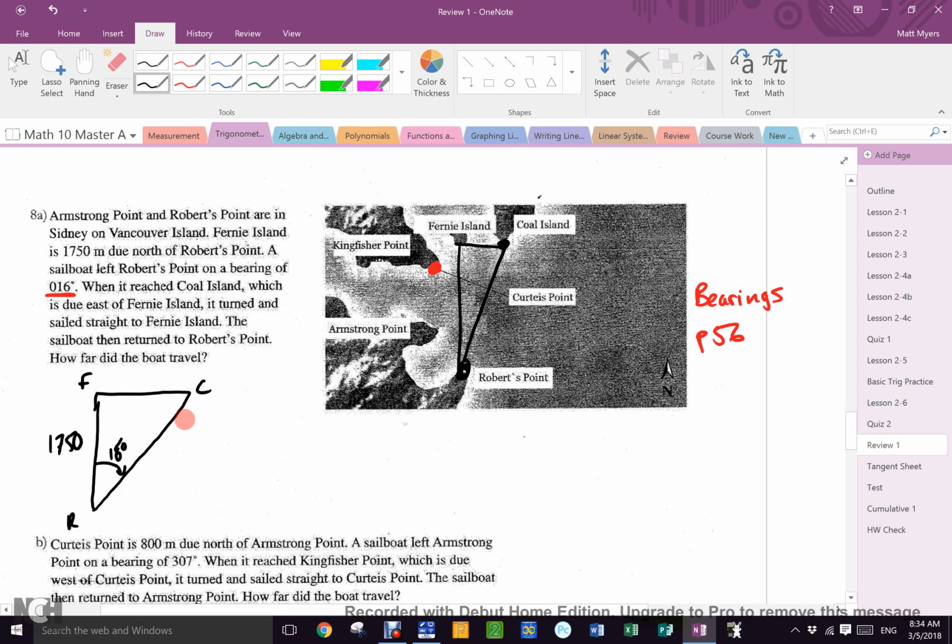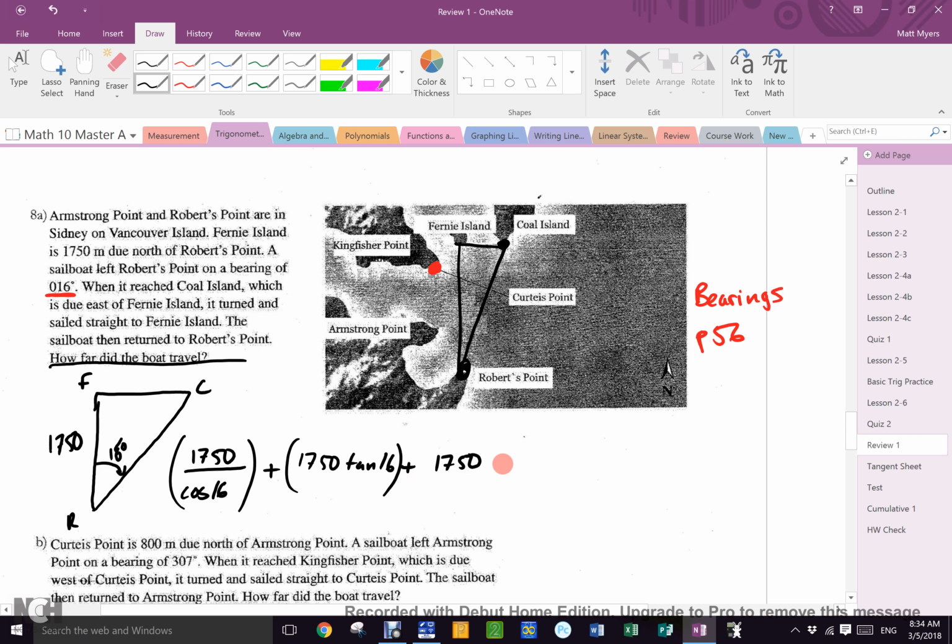So I'm going to find the hypotenuse. That is cos. So that's 1,750 divided by cos 16. That's going to find me the hypotenuse. Plus, then I'm going to use tan to find this side, opposite over adjacent. So 1,750 times tan 16 plus 1,750, because I want the whole triangle for how far the boat traveled. Bracket, bracket. Don't need brackets there. And you get an answer of something like 5,000, I think it is. But I can't remember.